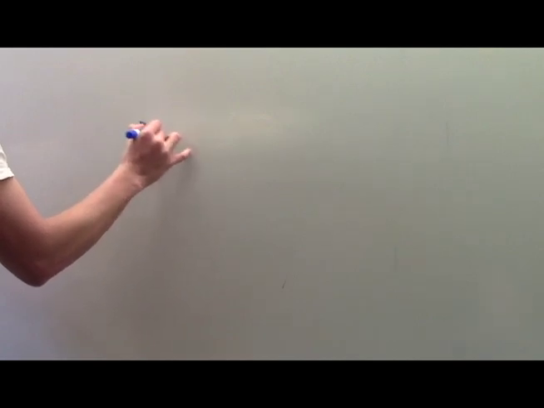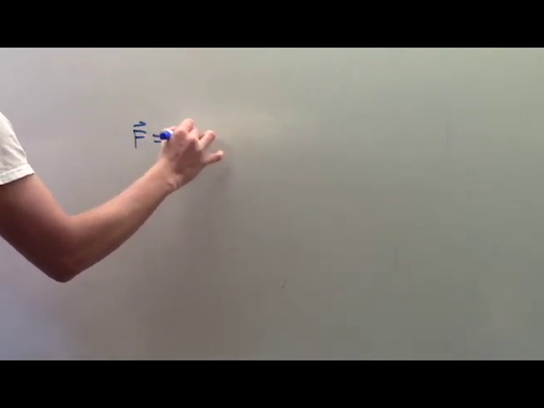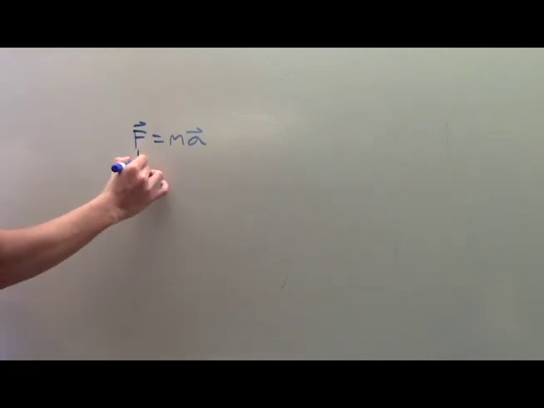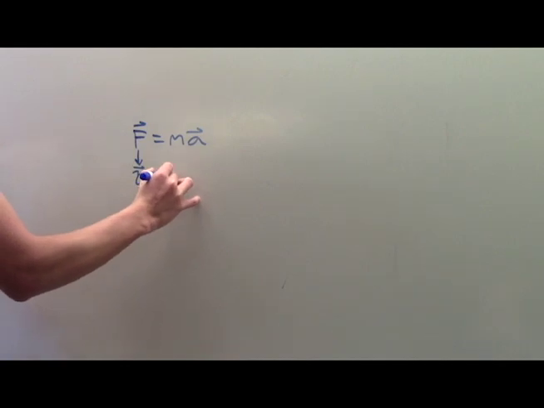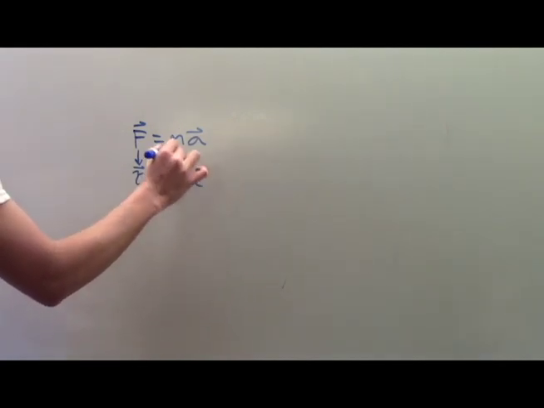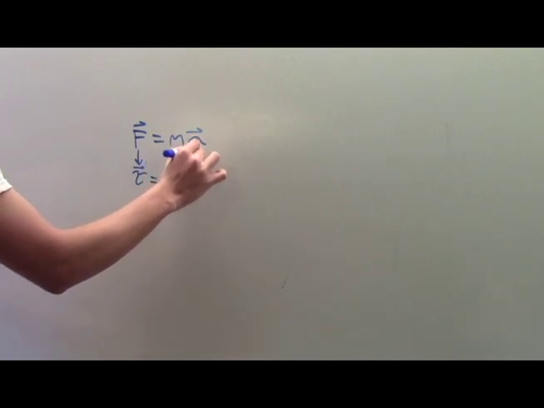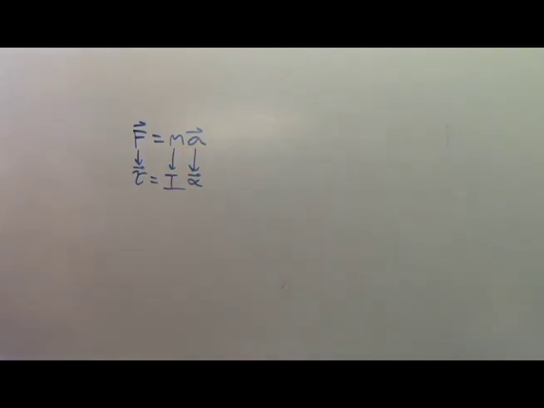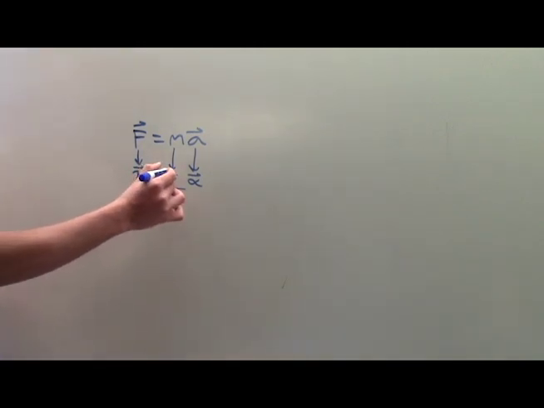So we already know the force equals mass times acceleration equation. But how would we relate this to a circular object? Well, there's an equation for that as well, which is torque, which is related to the force, is equal to the moment of inertia, which is I, and then the angular acceleration, which is alpha. And the I is equivalent to the mass, and the acceleration is equivalent to the angular acceleration from the force equals mass times acceleration equation.